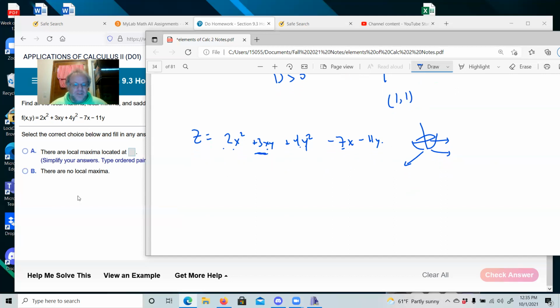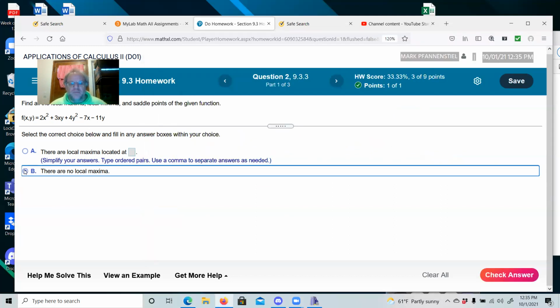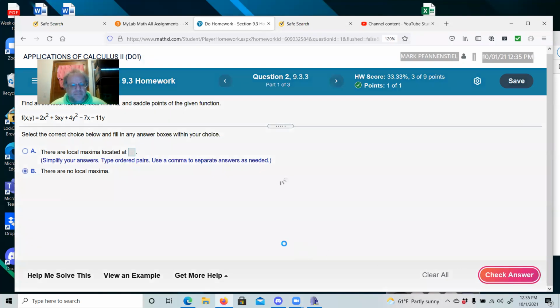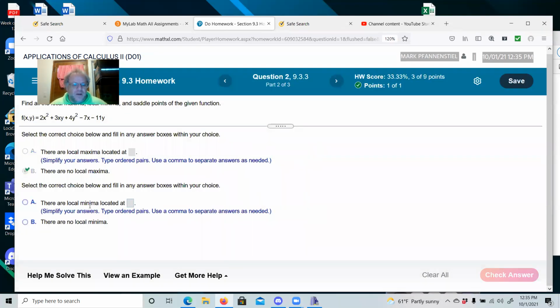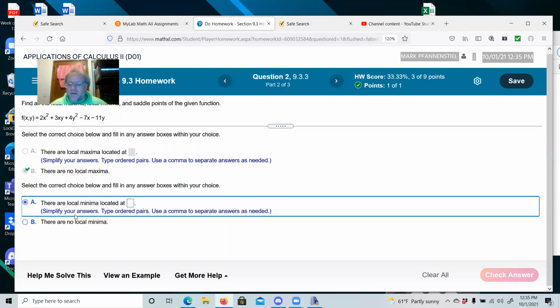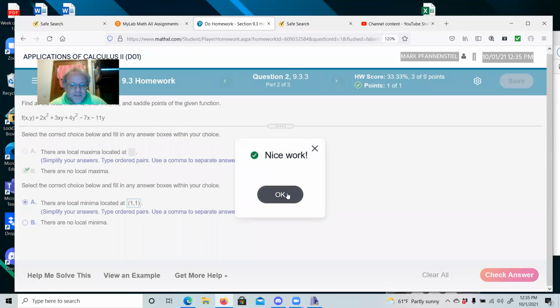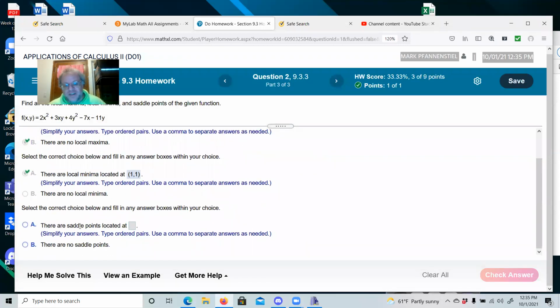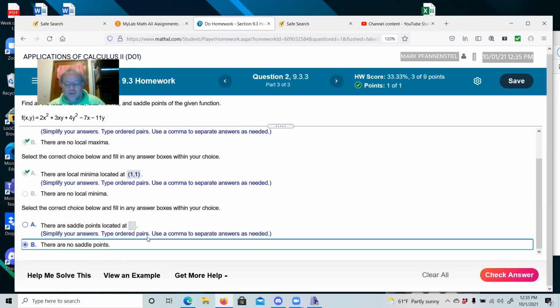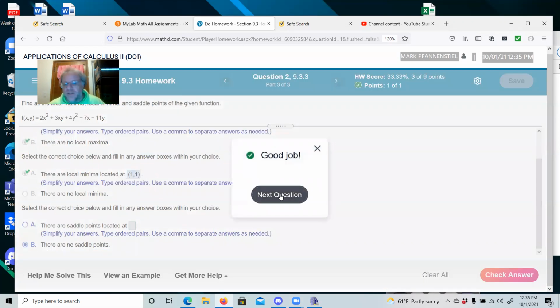So what are the maximums? No maximums. Great. What are the minimums? We do have a minimum, right? And that was at (1, 1). And I don't know why I'd ask you this, but once you said it was a minimum, well, actually we could have maximums, minimums, or saddle points. We don't have to have just one. But there are no saddle points, because we only got one solution.